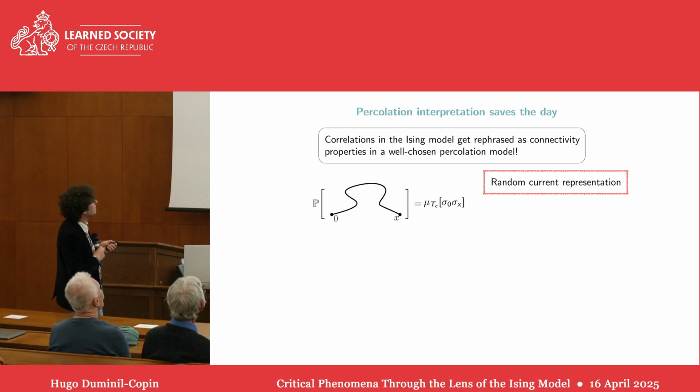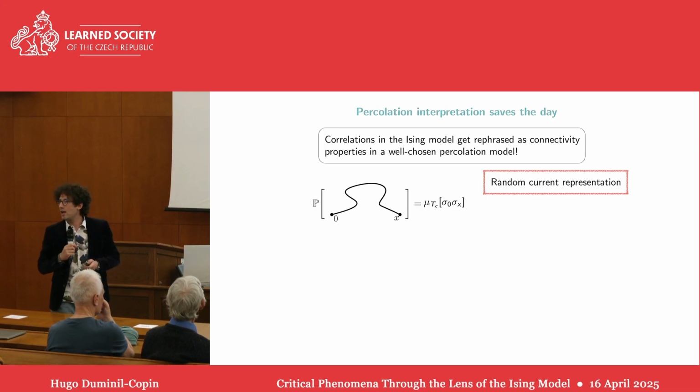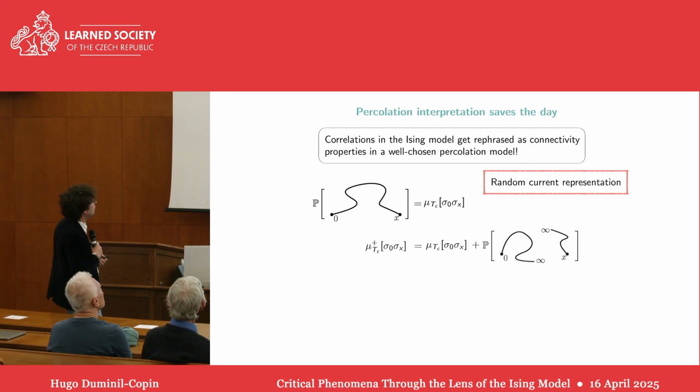And you can write this, so there is a dictionary between the percolation world and the Ising world. And when you have a dictionary, very often it's a dictionary that contains more than one word. So there is more than one identity thanks to this dictionary. You can, for instance, look at the difference between the spin-spin correlation with plus and the spin-spin correlation with free boundary conditions, and you get the probability that 0 and x are connected to infinity in my percolation model.